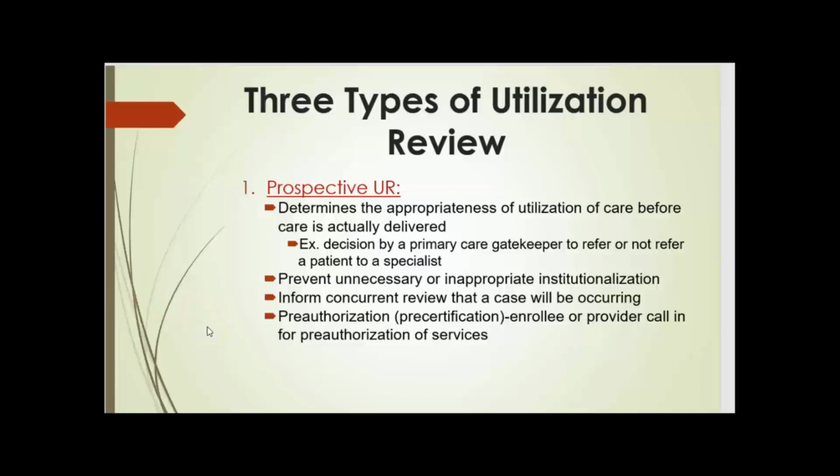So under this method, appropriateness of utilization is determined before the care is actually delivered. The decision by a primary care gatekeeper to refer or not refer a patient to a specialist is a type of prospective utilization review. Other examples include pre-authorization of hospital admission and second opinions for surgical procedures. The main benefit of prospective review is that it prevents unnecessary or inappropriate services before they're rendered.